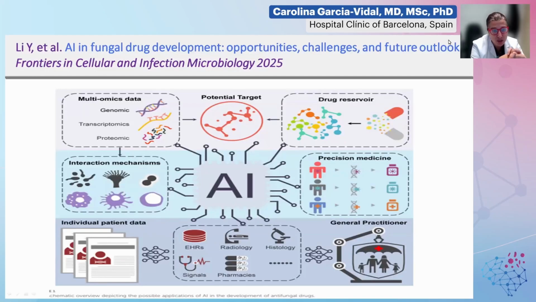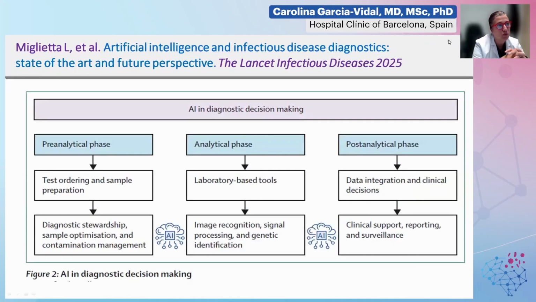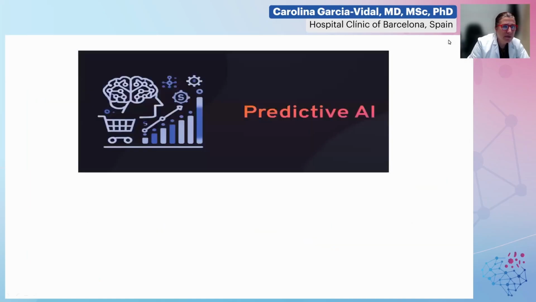Artificial intelligence can be used at any different moment for drug development, and also in all the moments that we want for diagnostics. I really recommend this review in the Lancet Infectious Diseases, which summarized a lot of different points in which artificial intelligence may help in clinical diagnostics. But what I really want to share with you, and I think it's an obligation for all of us, is understanding what predictive artificial intelligence is and how our research teams need to adapt these predictive tools to improve clinical research.